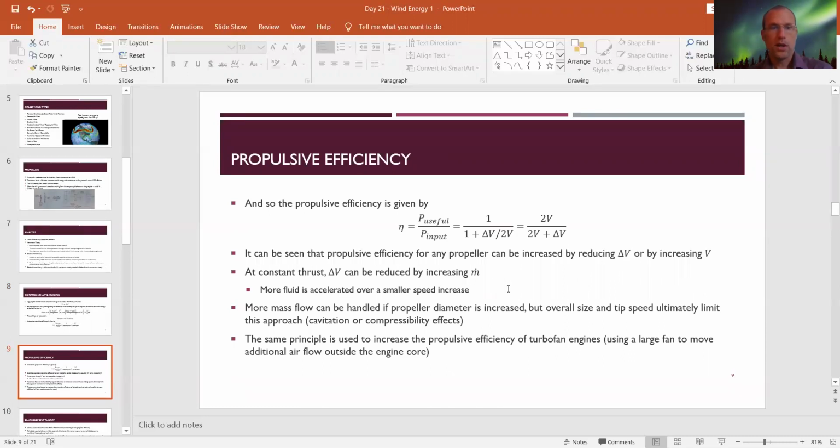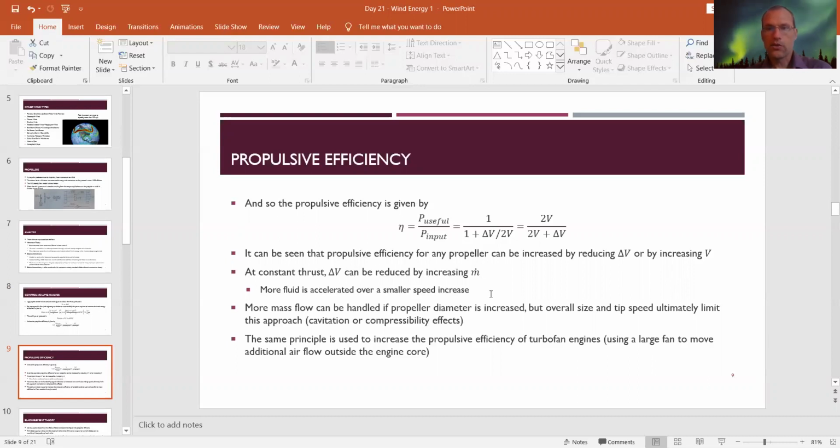For a constant thrust, the change in velocity can be reduced by increasing the mass flow rate, m-dot, as more fluid is accelerated over a small speed increase. More mass flow can be handled if propeller diameter is increased. So again, the bigger the propeller, the more mass flow rate you're going to have.